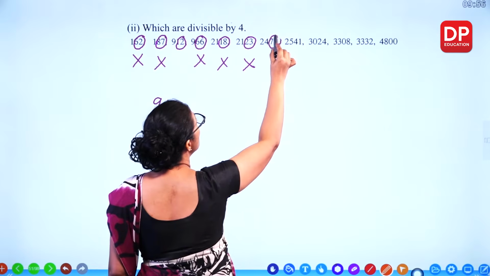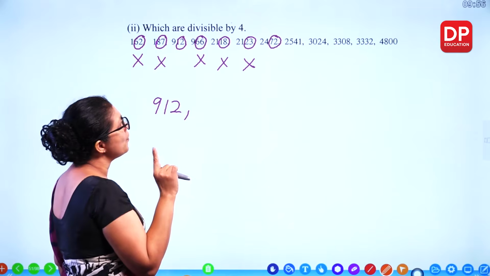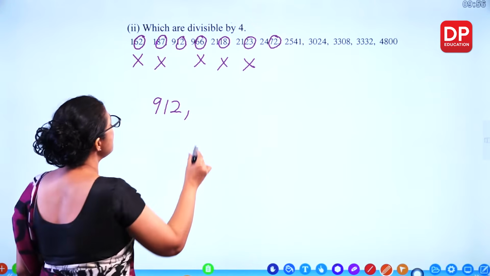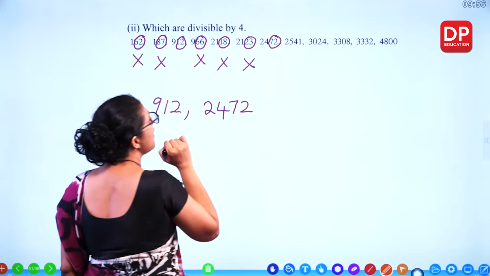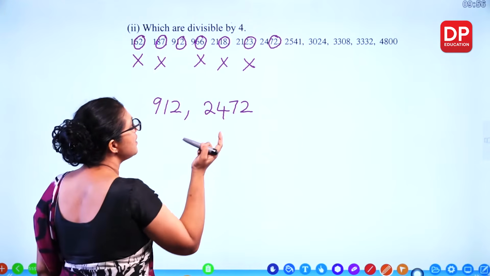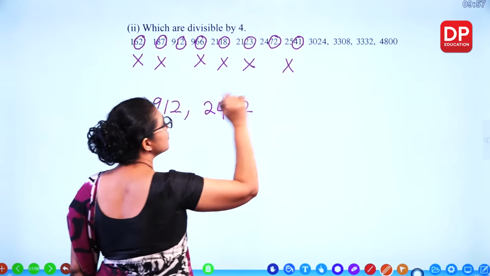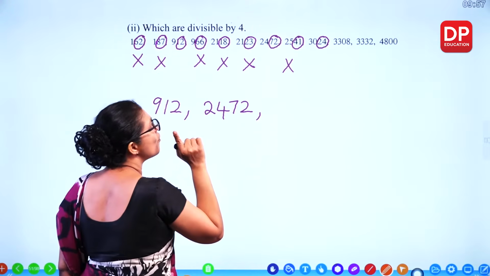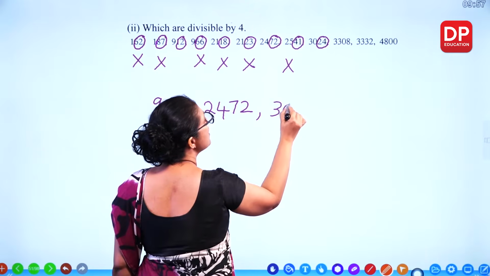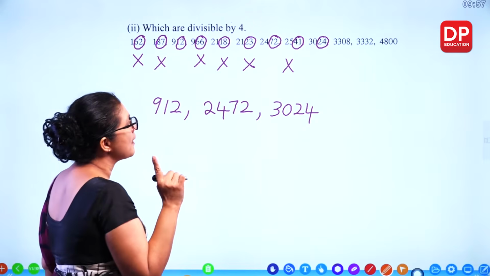72. 4 times 1, 4. 32, 4 times 8. That's divisible by 4. So 2472 is divisible by 4. 41 again, not divisible by 4. 24. Yes, it is divisible by 4. 4 times 6. So 3024 is also divisible by 4.